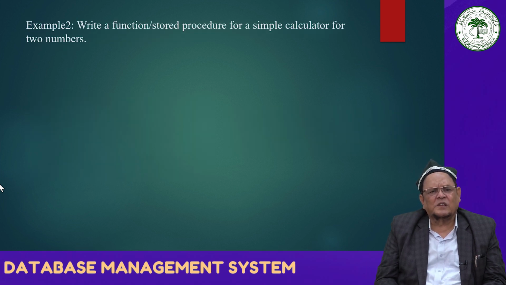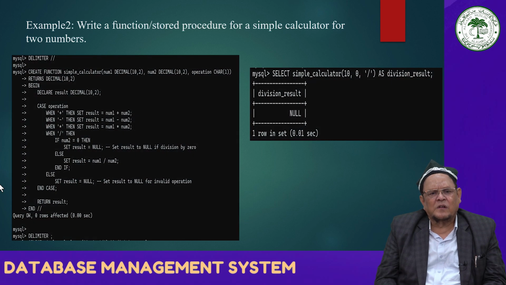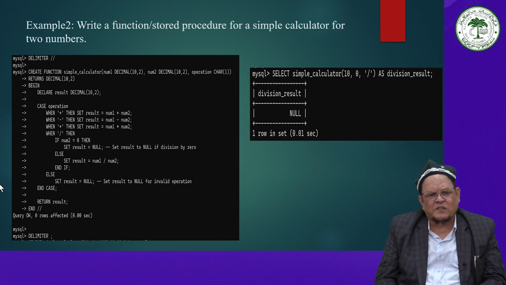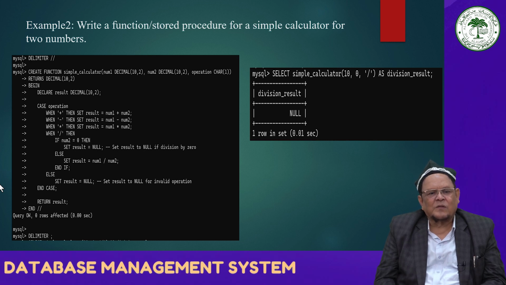The next example is a function: write a function or stored procedure for simple calculation of two numbers. The calculation may be addition, subtraction, multiplication, and division. Here, in the same way, you have to write CREATE FUNCTION simple_calculator with num1 DECIMAL(10,2), num2 DECIMAL(10,2), and operation CHAR(1).